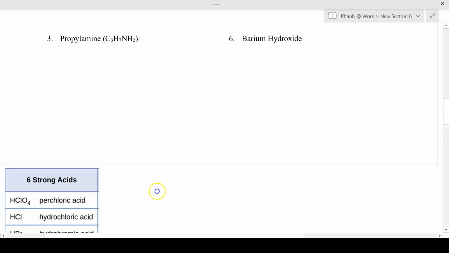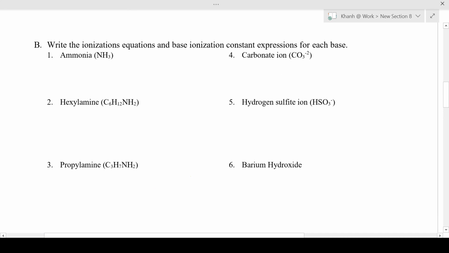So ammonia definitely does not have hydroxide, so we know it's a weak base. I'm going to write that's a weak base. Let's start writing down the ionization equation by starting with the base in aqueous form. The other reactant is water, in liquid form. And because it's a weak base, we're going to draw the equilibrium arrow to indicate the partial dissociation.